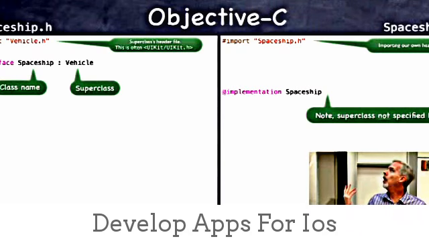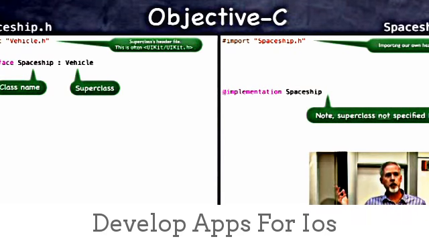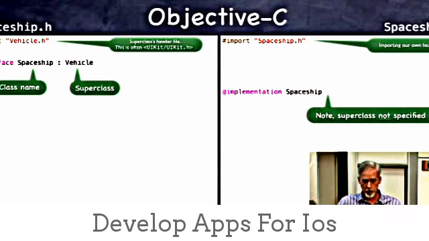And similarly, on the implementation side, in the .m, it starts with @implementation, name of class, no superclass specified here. We've already specified it in the header file, and we're including our header file in our implementation, so we don't need to say it again.